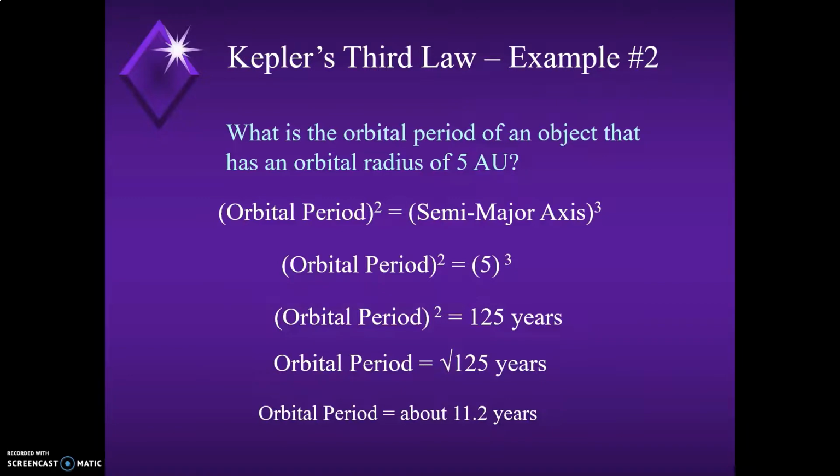So far we talked about Kepler's first law with the eccentricity formula. We talked about Kepler's second law, which was saying equal area and equal time. And now we're talking about Kepler's third law, which says the orbital period squared equals the length of the semi-major axis cubed. So those are the 3 laws, guys.